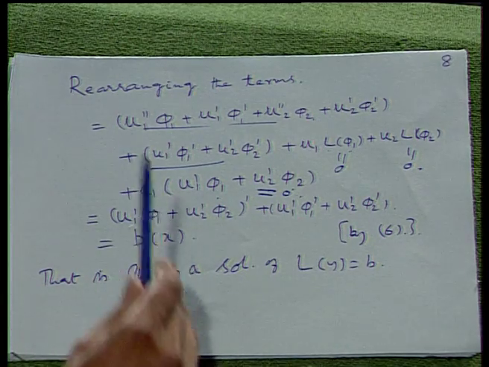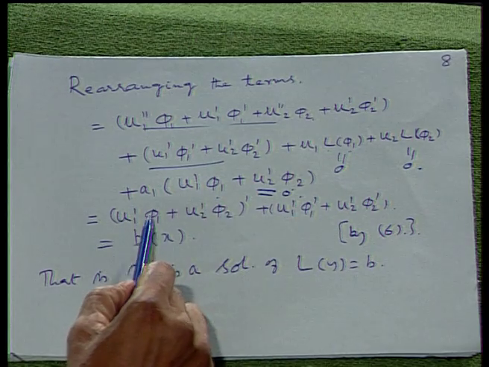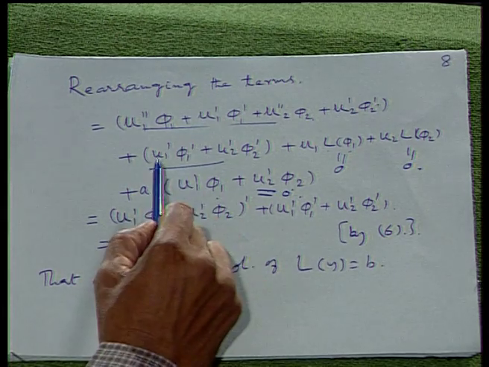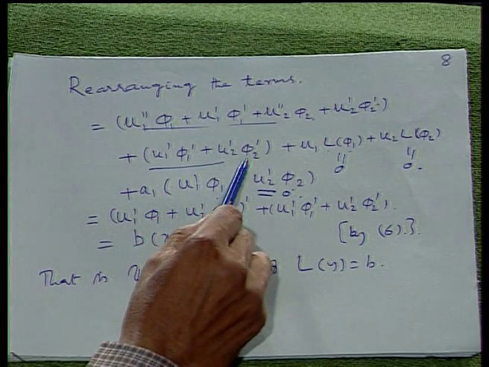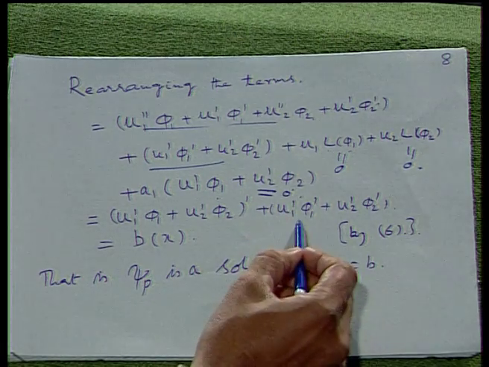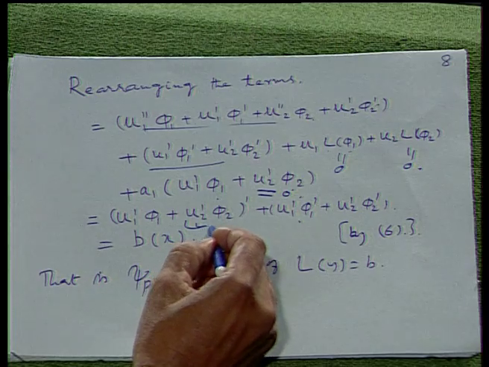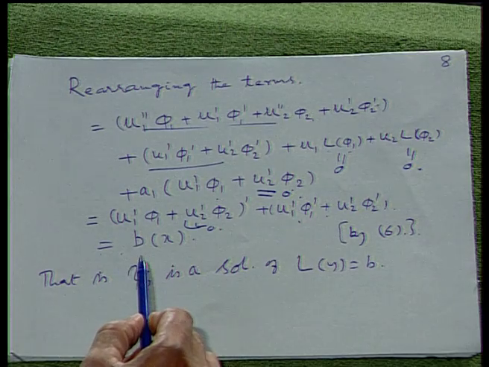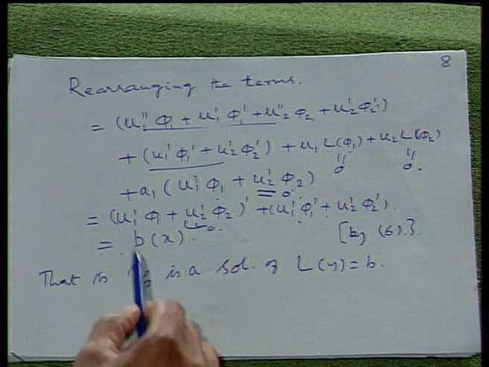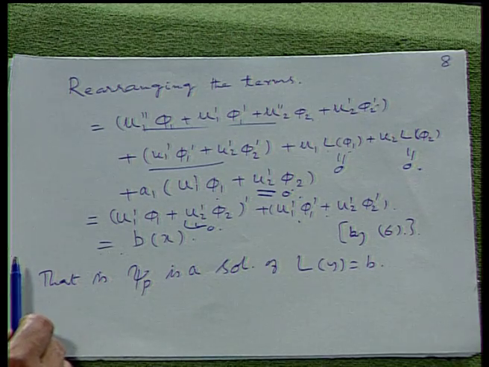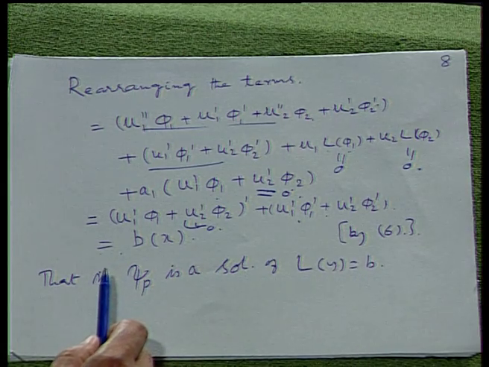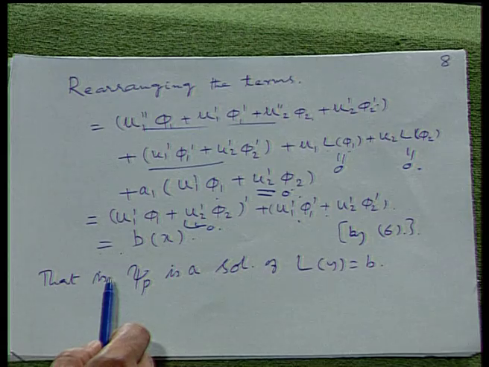So, the remaining thing is, this expression can be written as u 1 dash phi 1 plus u 2 dash phi 2 whole dash, that is the derivative of this expression, and this expression again u 1 dash phi 1 dash plus u 2 dash phi 2 dash will be your b x. This is 0 and this is b x, hence this is equal to b x, implying that psi p satisfies the differential equation L y is equal to b x. So, psi p is a solution of L y is equal to b x, and we call such psi p a particular integral of the given differential equation L y is equal to b x.